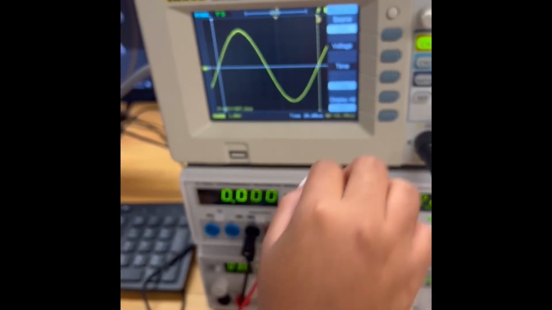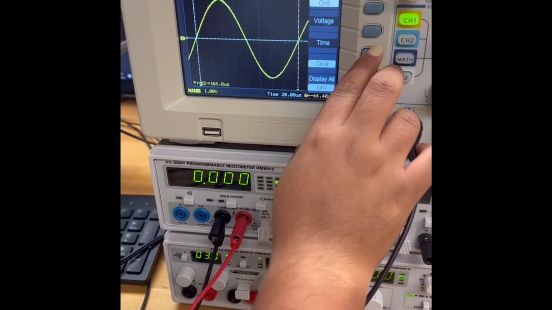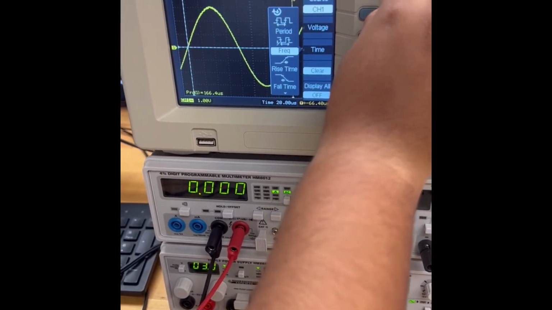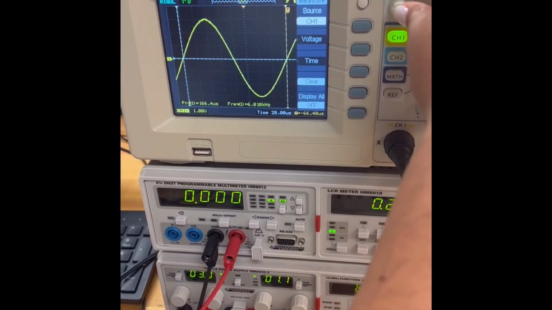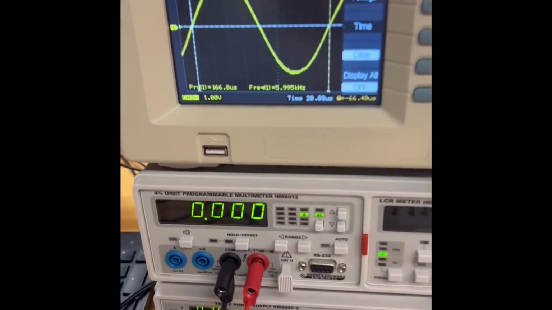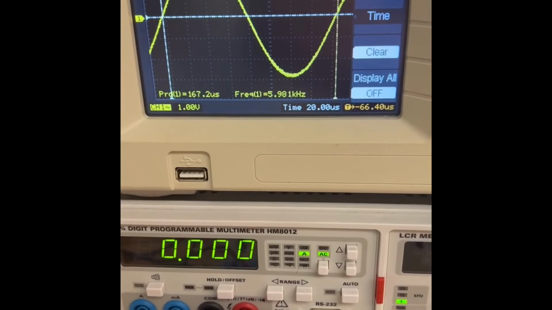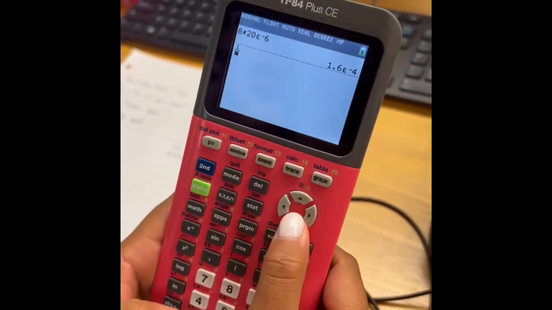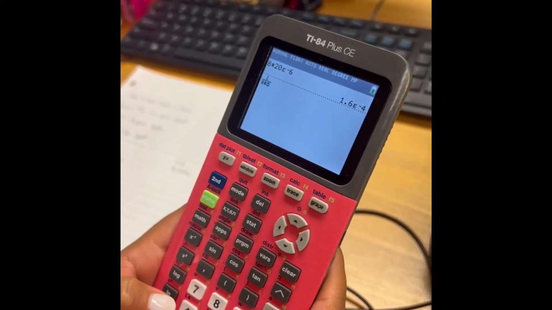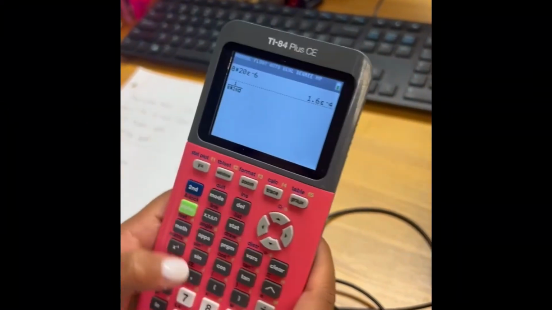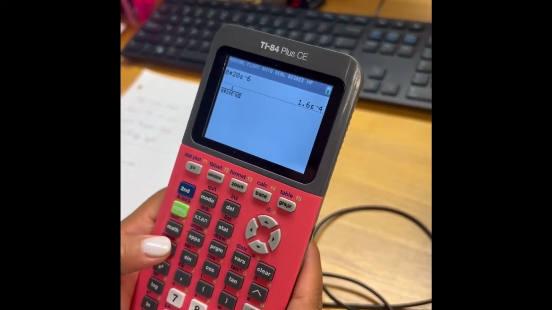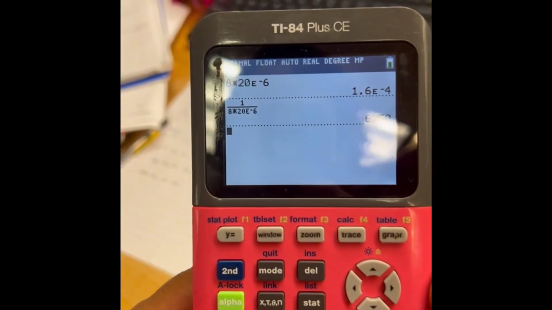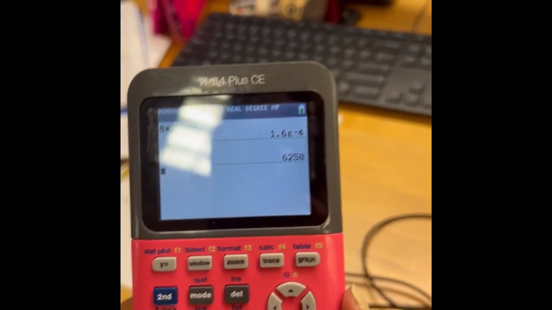Moving along, we are going to measure our frequency. So we're going to go time, scroll down to frequency, input it, and we get roughly 6.01 hertz. For our old school method, we are just going to take the inversion of our period time, which was the 8 times 20 e to the negative 6, which gives us 6,250 hertz.